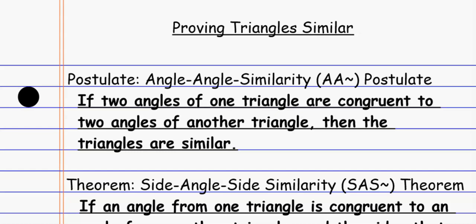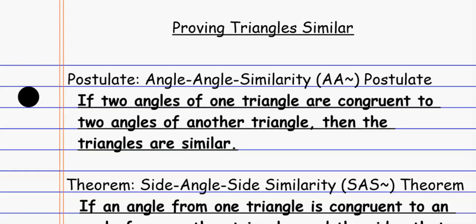I only need to know that two of those angles are congruent to know that all three of them are congruent, and then that all of the sides are proportional. And so if I just have two angles that match up from two triangles, then the two triangles are similar. They're automatically similar because the sides will automatically be proportional.